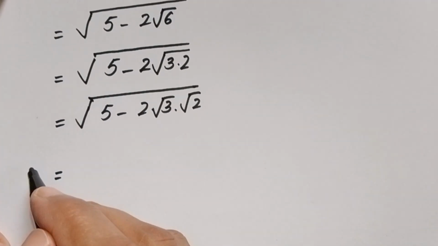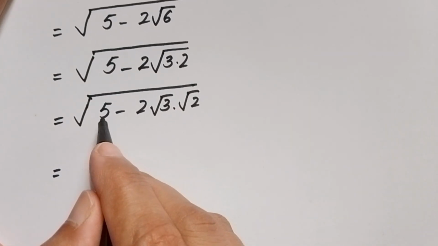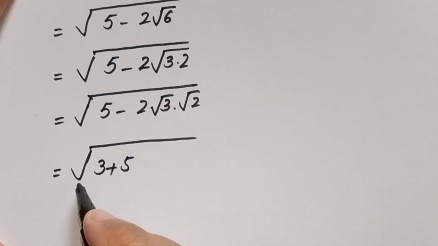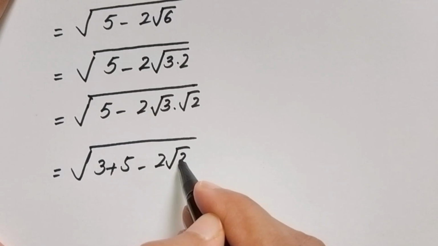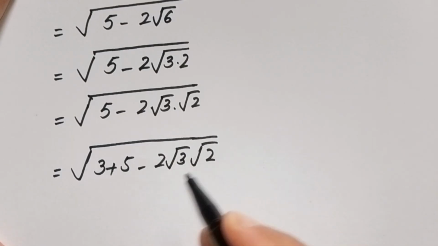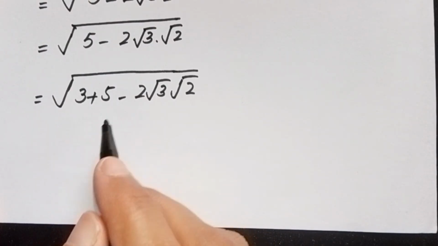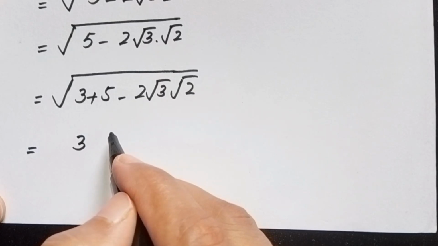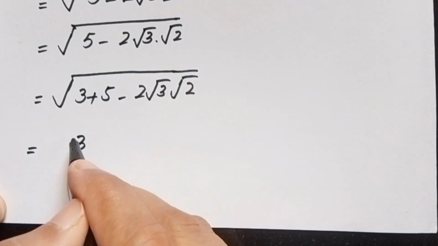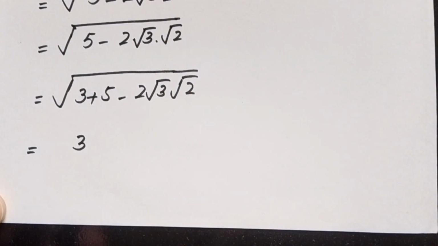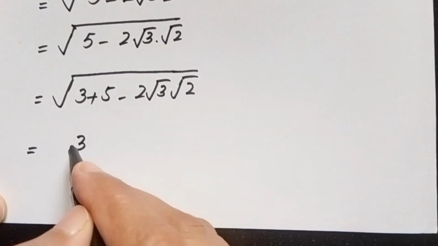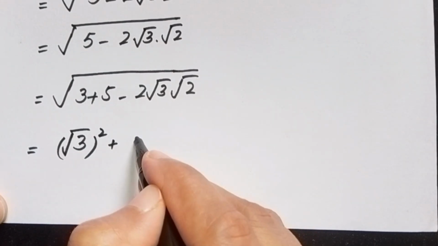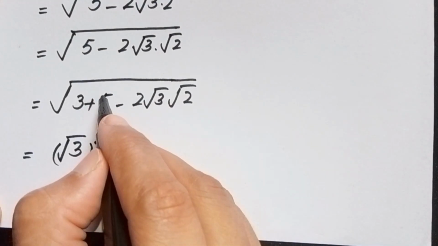So the square root of 5 can be written as 3 plus 2, minus 2 times the square root of 3 times the square root of 2. Next step, we can arrange this. We can write 3 in the form of the square root of 3 whole squared, because when the square cancels out with the square root, we get 3 back. Similarly, 2 is the square root of 2 whole squared.